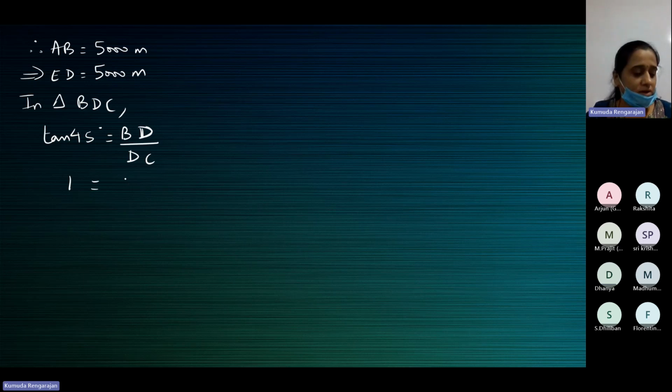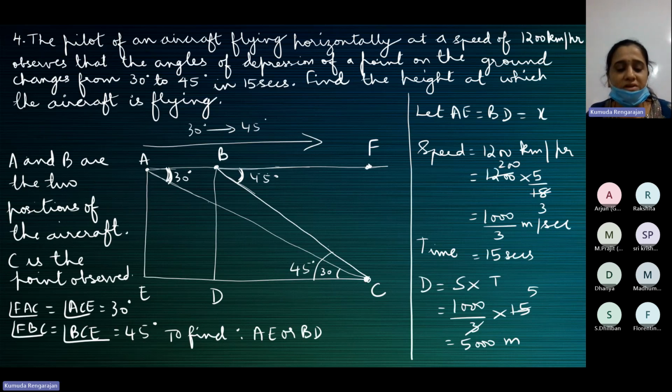Tan 45 is 1. BD we don't know, but we've called it X, right? So we'll use X by DC. DC is DC only. Do we know DC? We don't know DC, so DC is DC. You can even call DC Y if you feel like, since this one is X. Please mark this as Y, children. You can call DC as Y.